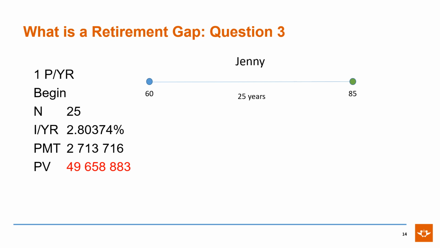Martin specified he'd like the capital to last until Jenny turns 85 years old. So the duration of retirement is a total of 25 years, and you use your resultant rate to calculate the present value representing your capital required. And your answer should be 49,658,883 Rand.